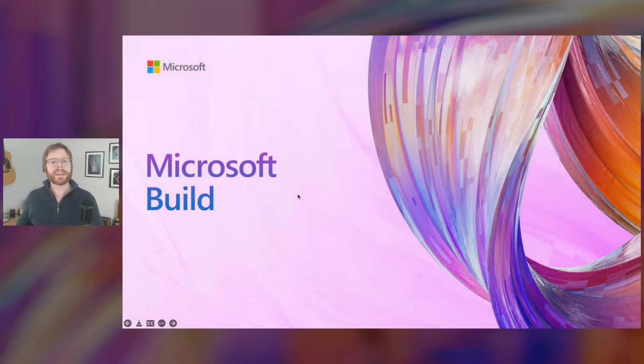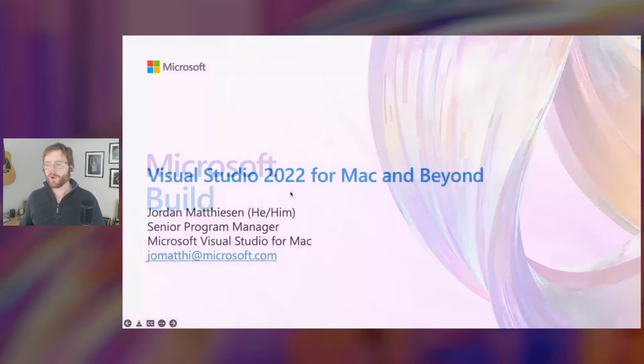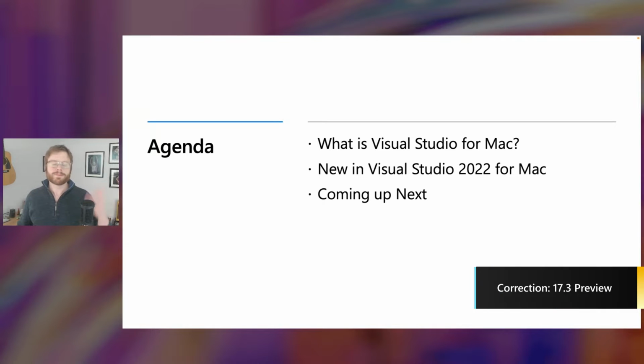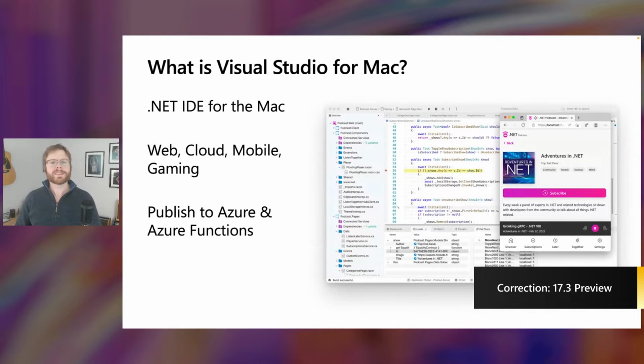So let's dive on in and talk about what's new in this release. Today I'm going to cover, for those of you not familiar with Visual Studio for Mac, what it is. We'll also get into what's new in this latest release, which is Visual Studio 2022 for Mac. Then we'll wind it up with what's coming next in our version 17.1, which is the preview release that's out today. Visual Studio for Mac is our .NET IDE for developers working on the Mac.